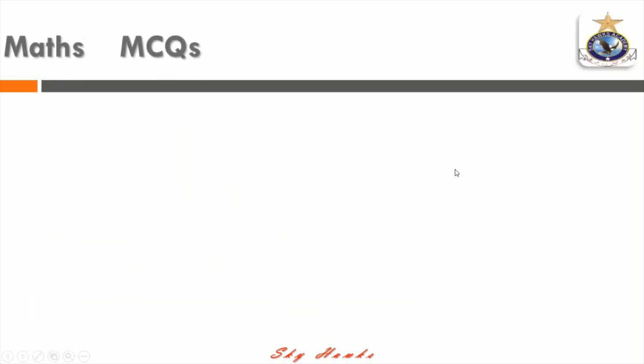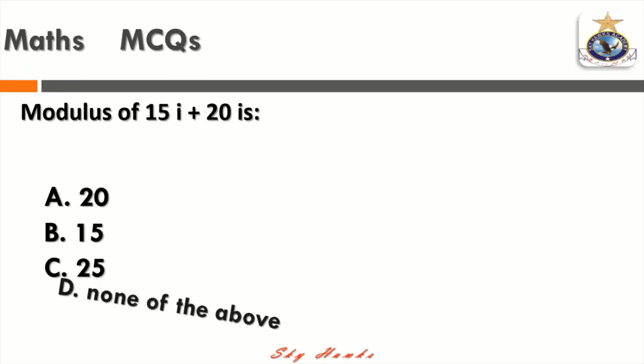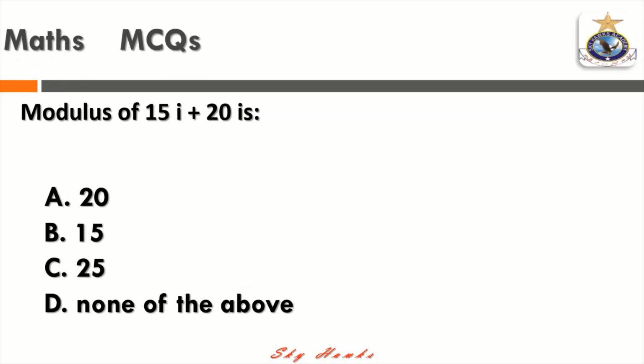So please read this. Modulus of 15 iota plus 20 is? Okay, so let me show. Please read this one. 20. And next is 15. And one more is 25. And the last is none of the above. So you can think about it, take your time and just mark the right one.